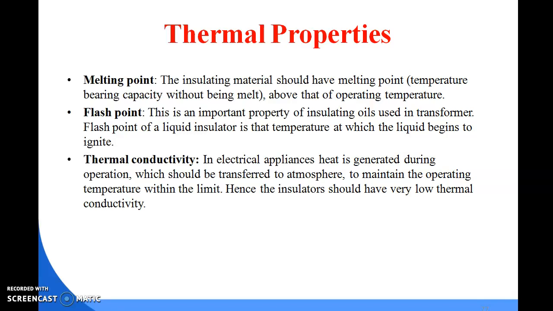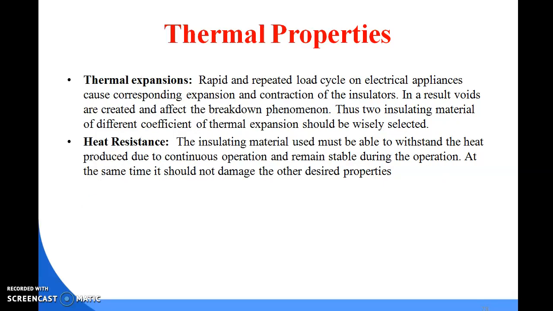Thermal conductivity: in electrical apparatus, heat is generated during operation which should be transferred into the atmosphere to maintain the operating temperature within the limit. Hence the insulator should have a very low thermal conductivity. Thermal expansion: the rapid and repeated load cycle of electrical apparatus causes a corresponding expansion and contraction of the insulator. As a result, it affects the breakdown phenomena. Thus, two insulating materials with differing coefficients of thermal expansion should be wisely selected.